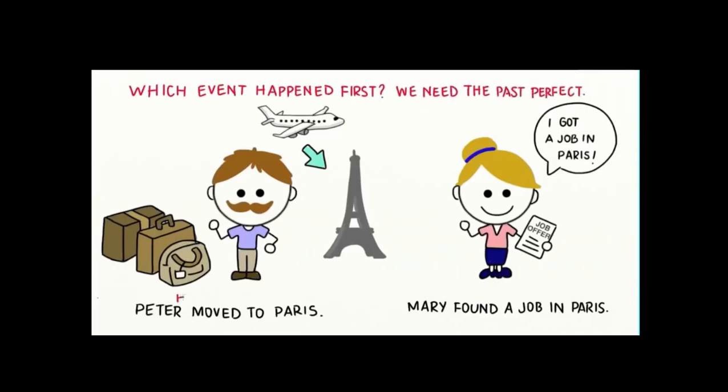For example, if we add the word had to this sentence, Peter had moved to Paris, we know that this action happened first. But if we put had in the other sentence, Mary had found a job in Paris, now this action happened first. Here is an example.